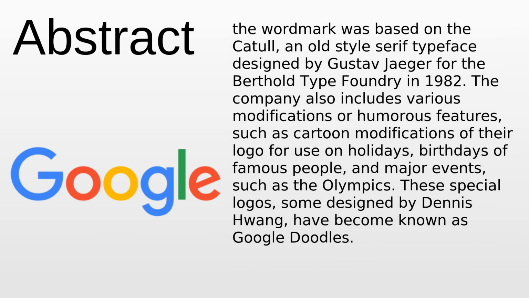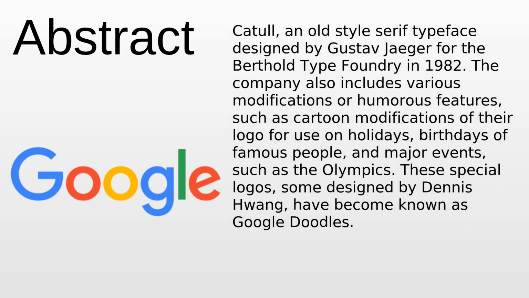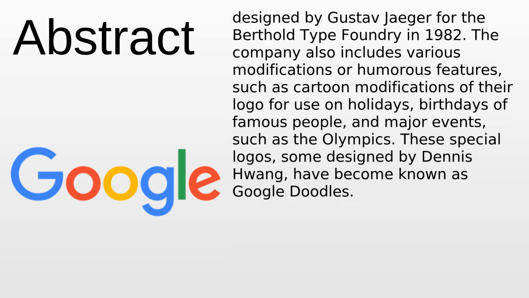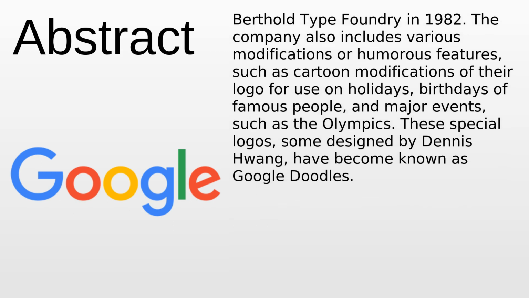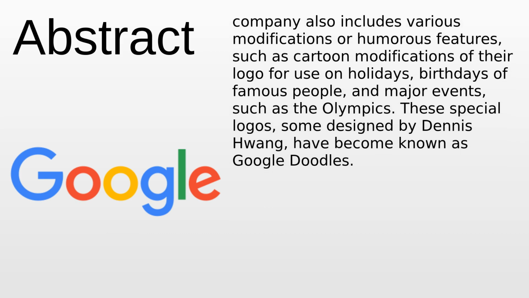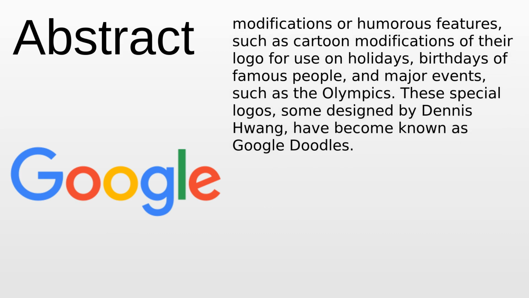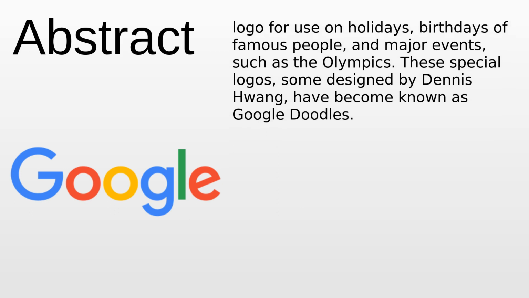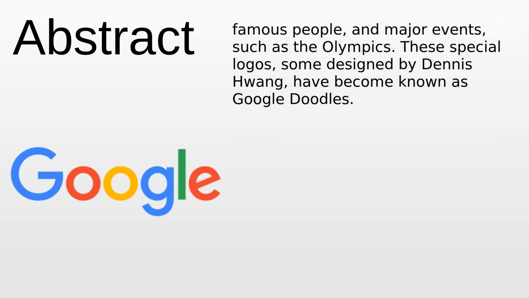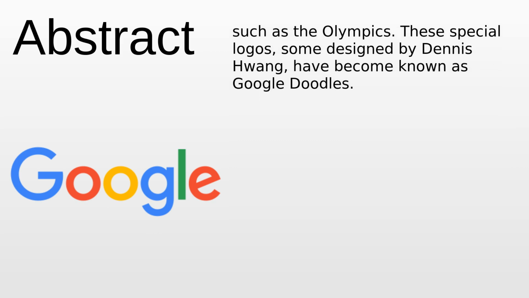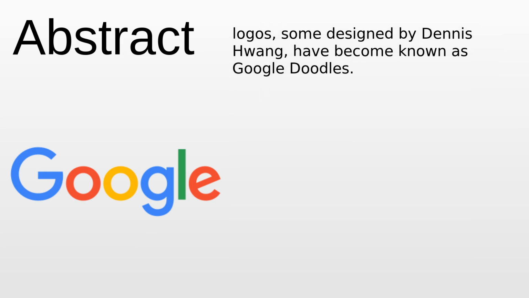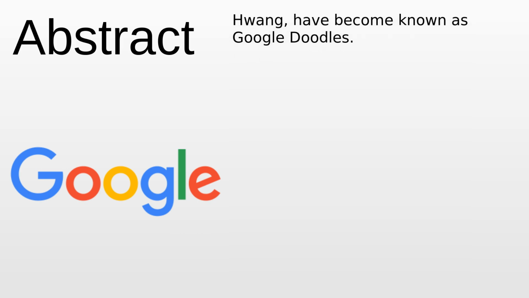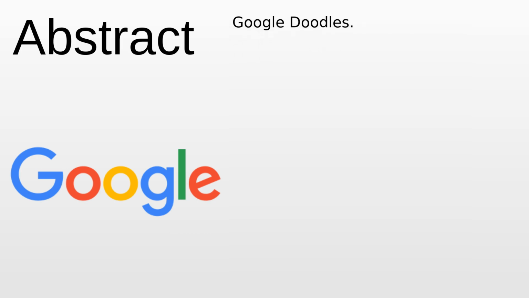The wordmark was based on the Catull, an old-style serif typeface designed by Gustav Jaeger for the Berthold Type Foundry in 1982. The company also includes various modifications or humorous features, such as cartoon modifications of their logo for use on holidays, birthdays of famous people, and major events, such as the Olympics. These special logos, some designed by Dennis Huang, have become known as Google Doodles.